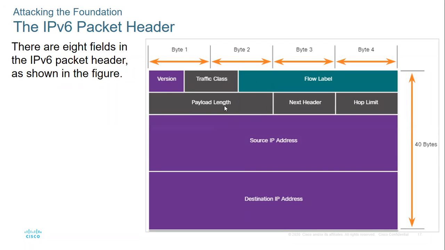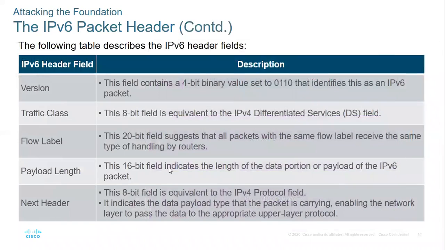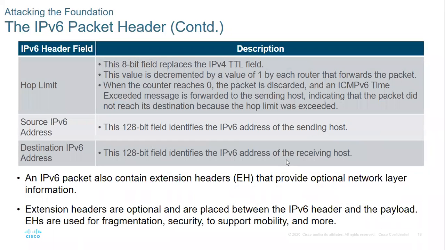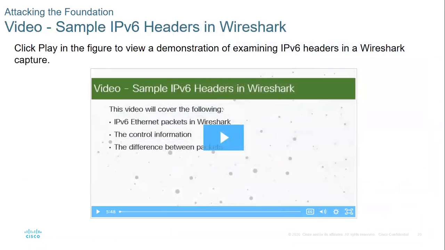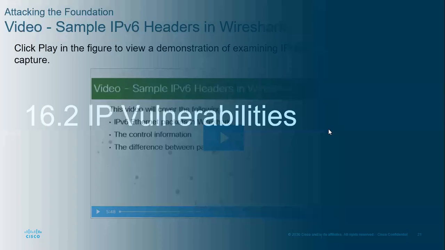Okay, and then we have the payload length. Next header has got to do with, it replaced the protocol. And then time to live was replaced with hop limit. So you see, sometimes they use the word hop instead of the word router. Okay. And of course, here we have the source IP and destination IP addresses. So I've talked about all that. Again, you see, we have the video.